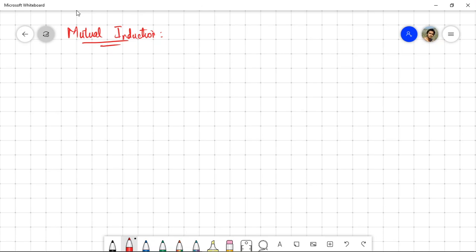Okay, so it means that we have two coils. Like if this is one coil and this is another coil, placed right beside the first coil, and there is a current that is passing through this coil. As a result, obviously we'll have magnetic flux that will be generated like this.